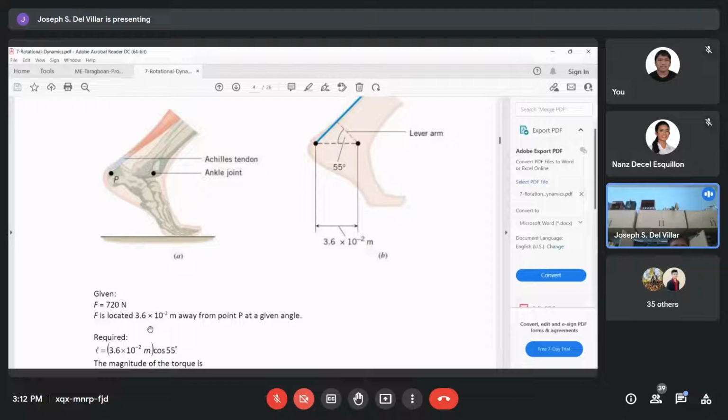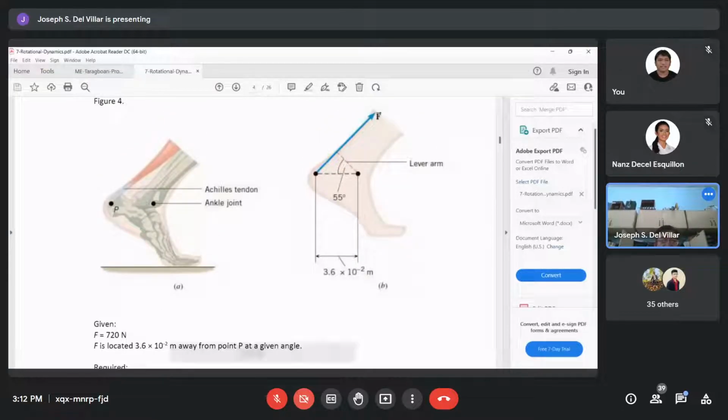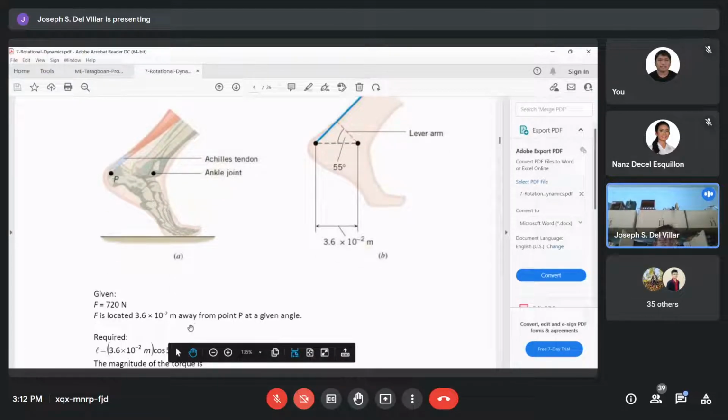So this statement of F seems wrong. F is located 3.6 meters away from the ankle joint. It should be the ankle joint, not point P. Point P is where F originates. Okay? So this should be 3.6 times 10 to the negative 2 meter away from the ankle joint.